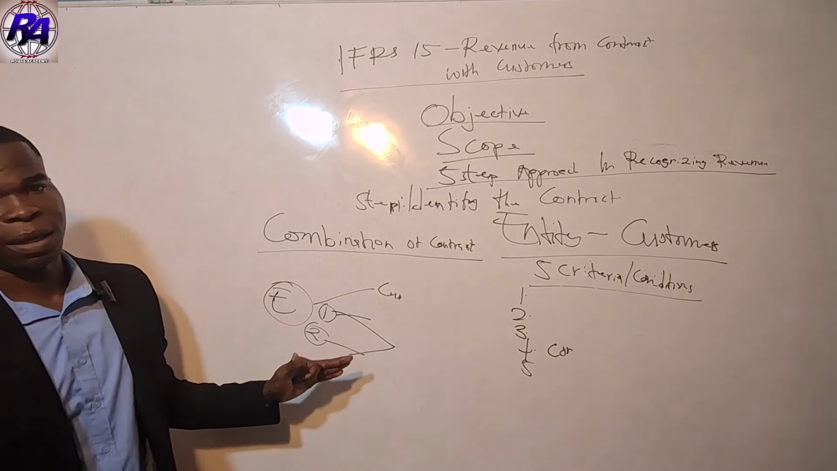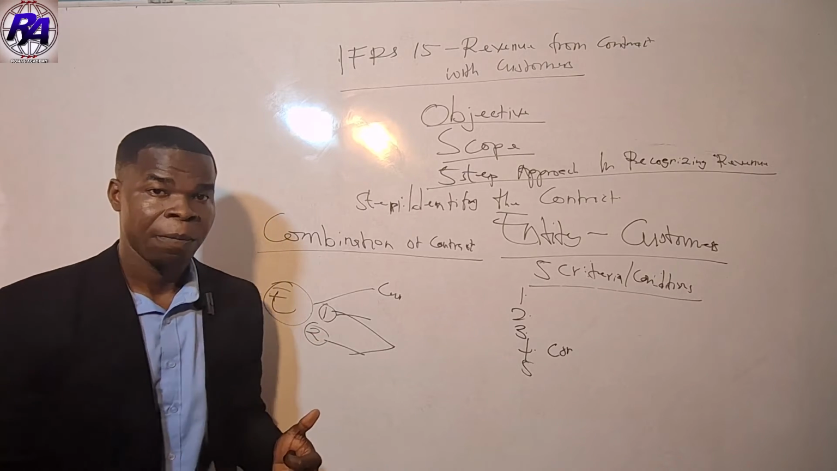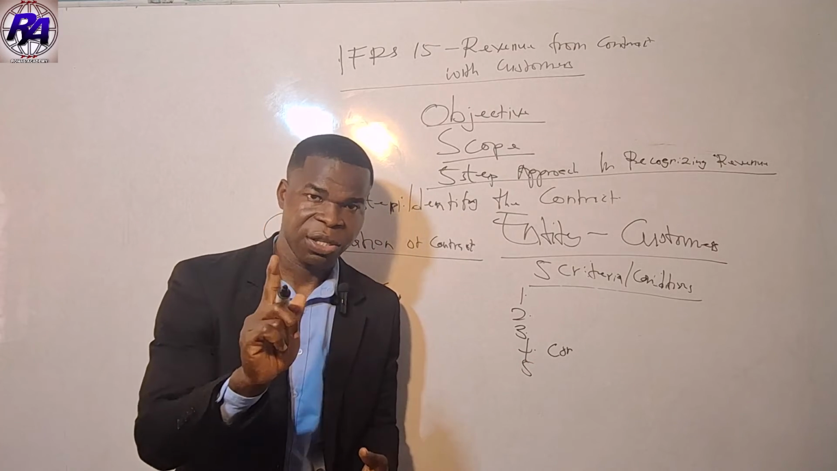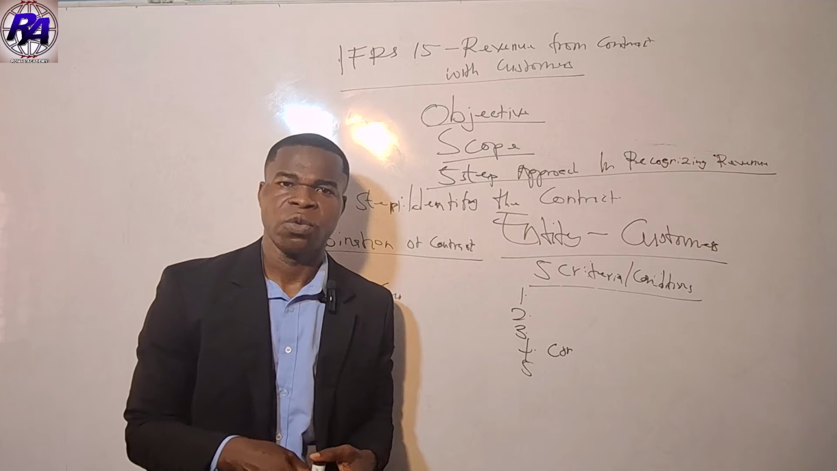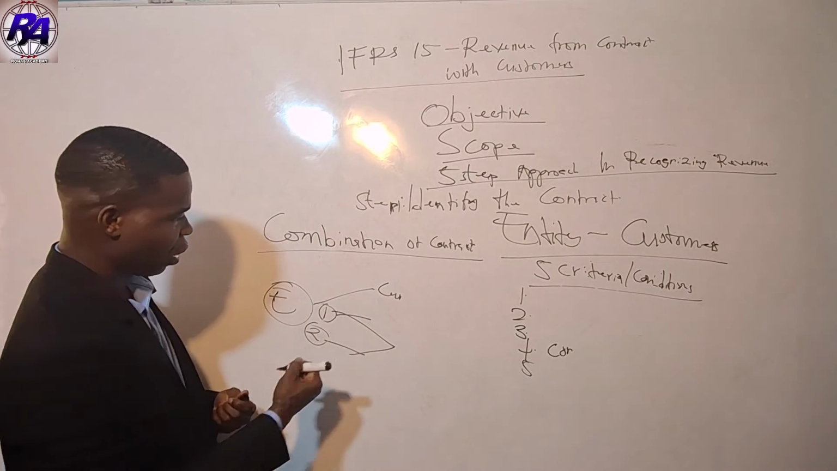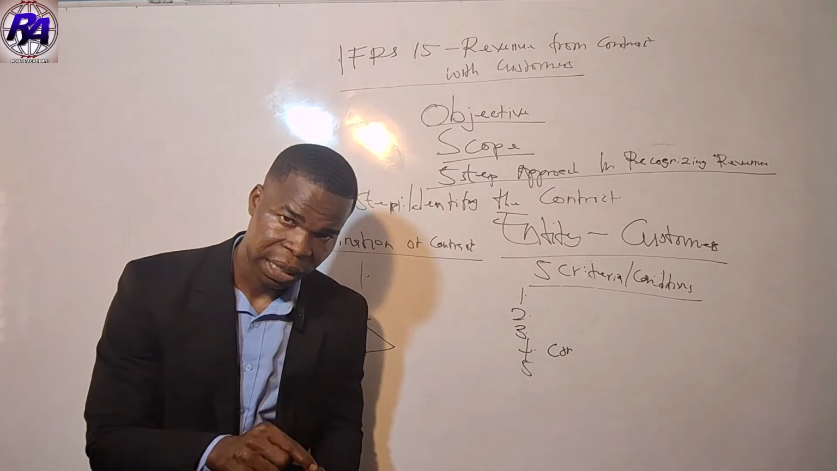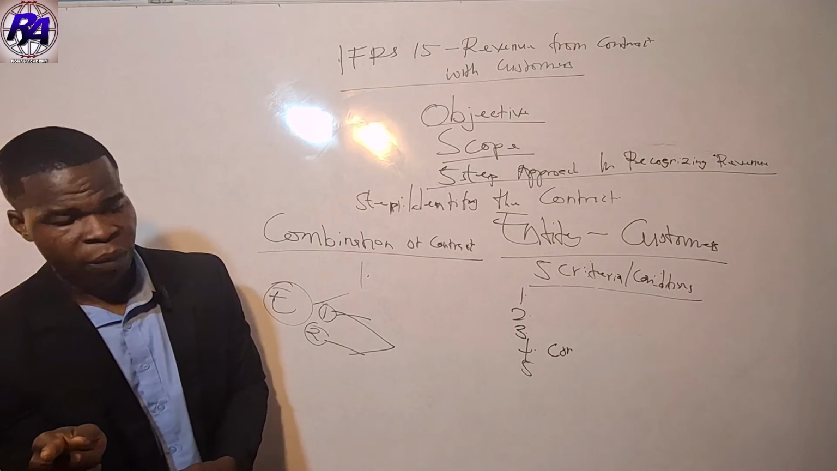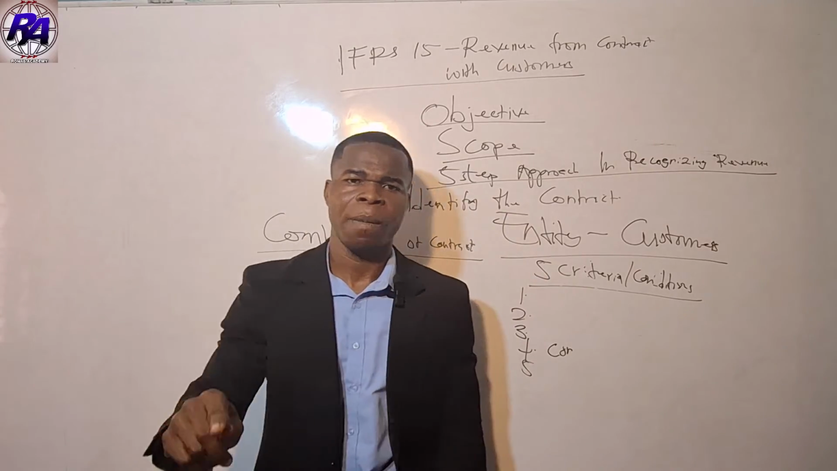So you cannot just stand up and say that because I'm entering into the contract near or at the same time with the same customer, I can combine them and account for them as one. No. Some conditions must be present before we should be able to combine those contracts and account for them as a single contract. 3 conditions. 1, when the contract is negotiated with a single performance objective.